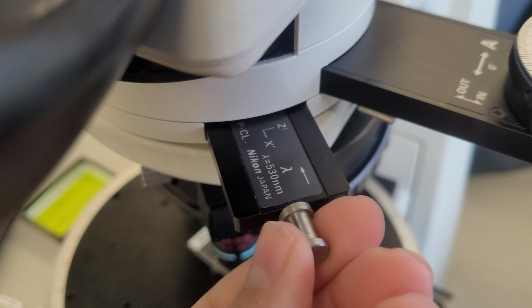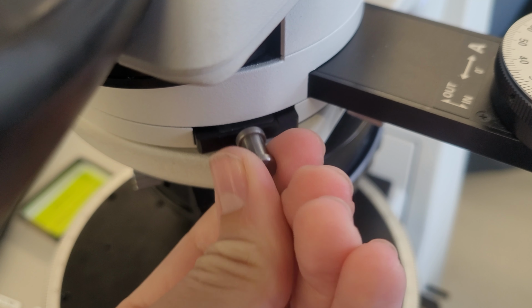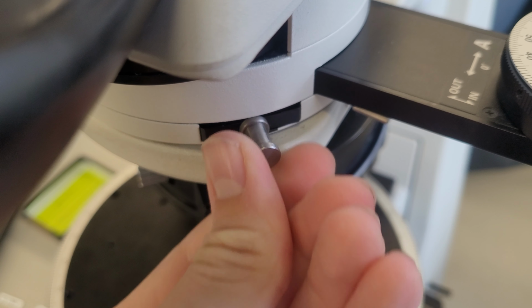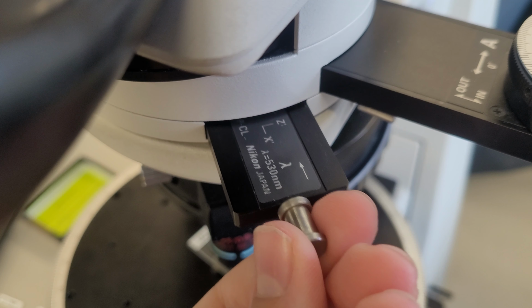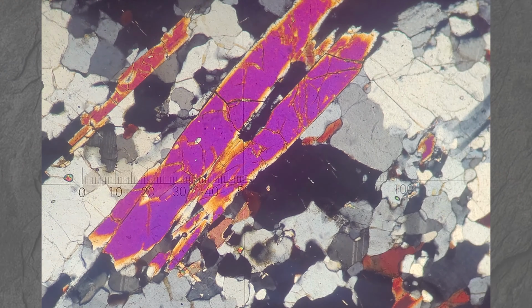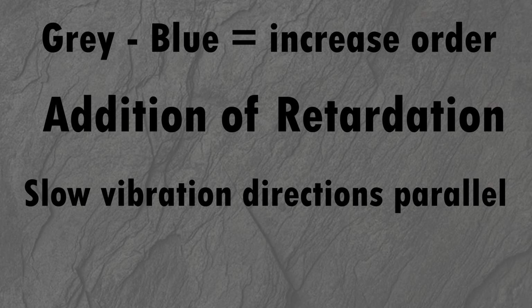Then, we insert the gypsum accessory plate. The gypsum in this plate is anisotropic, so it refracts the light to a specific degree. The slow vibration direction is signified by the Z on the plate. Your mineral grain should change color due to the extra light refraction. If the interference color increases in order, such as a first-order gray becoming a blue color, that means the 2 slow directions are parallel, resulting in addition of retardation.